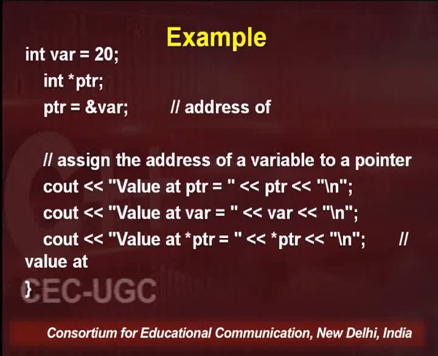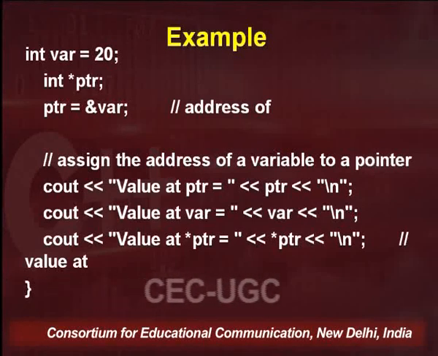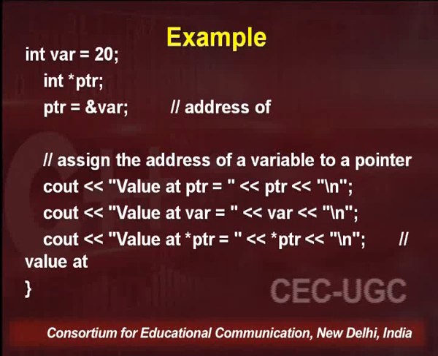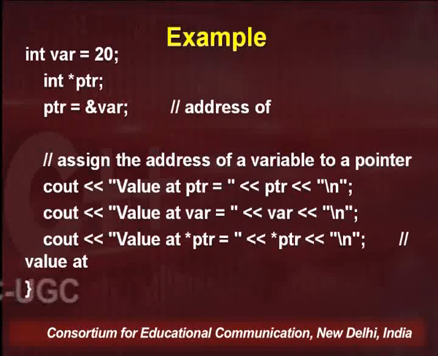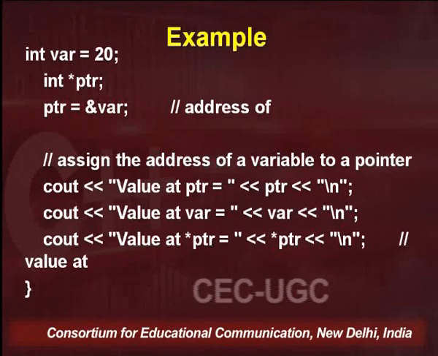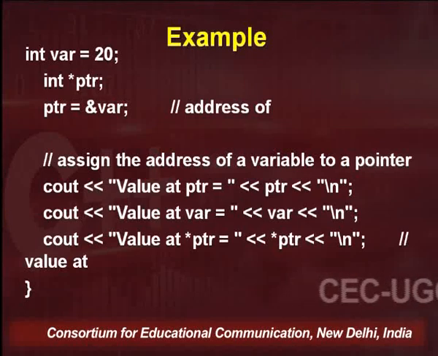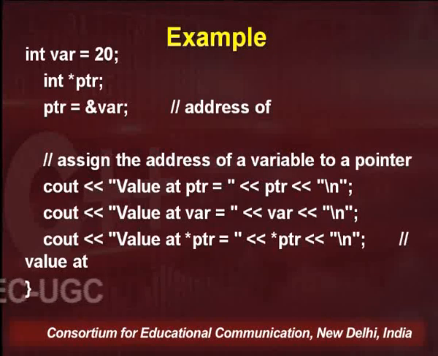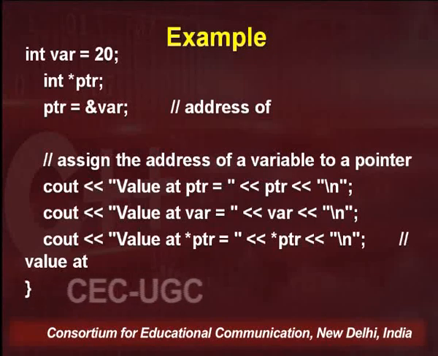So here is a complete code snippet which you can write within your main, along with your #include <iostream.h> and using namespace std. I have taken a variable var equal to 20, then a pointer variable *ptr, and within ptr I am storing &var. The ampersand, as I have told you, is the address-of operator.